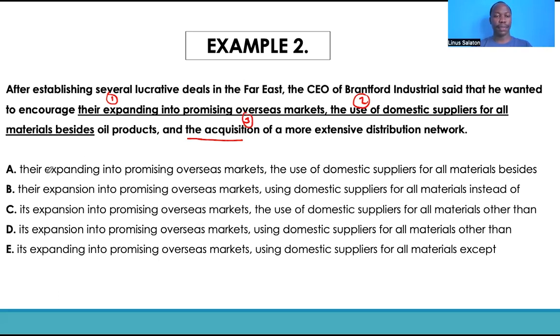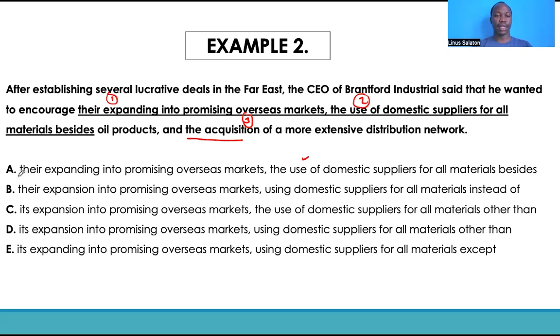So, answer choice A: the expanding into promising overseas markets, the use of domestic suppliers for all materials besides oil products, and the acquisition of a more extensive distribution network. All right, in terms of parallel construction, this is more or less correct because the second part is actually correct. Now to this part where we have the possessive form plus the gerund, does it convey correct meaning?